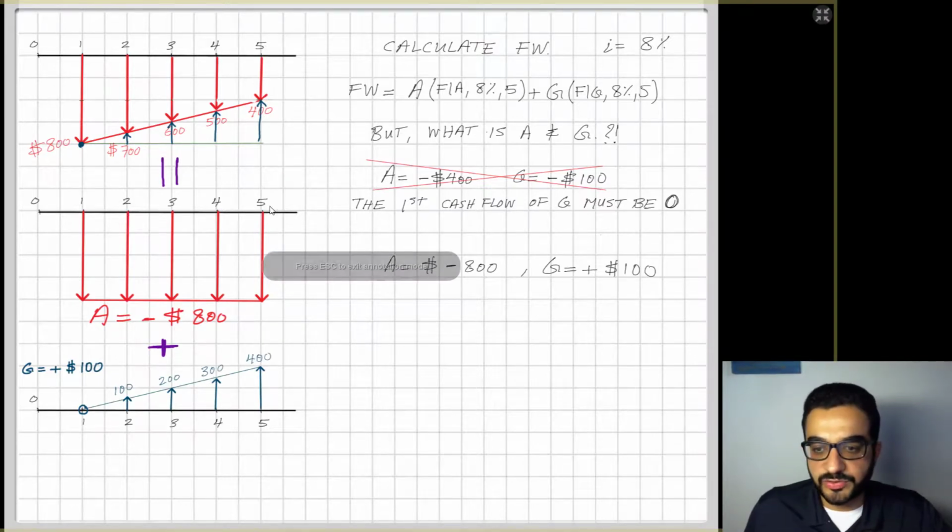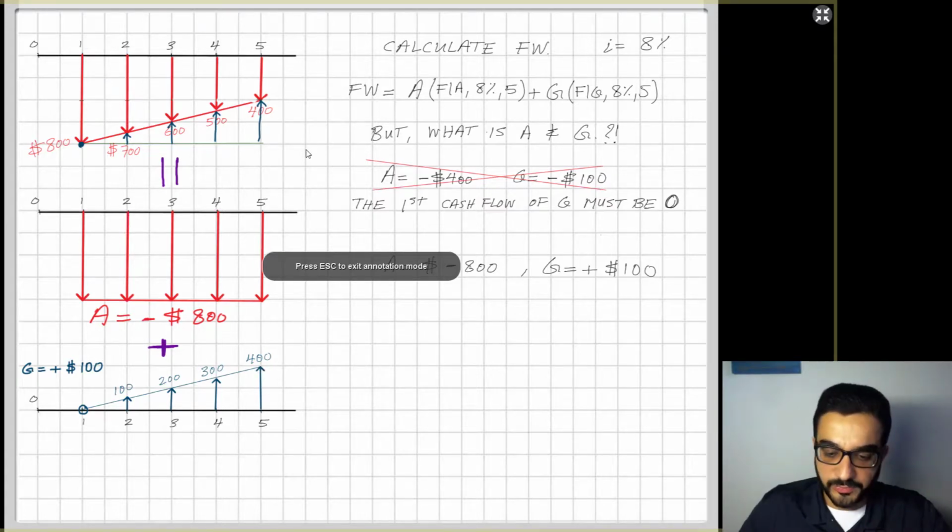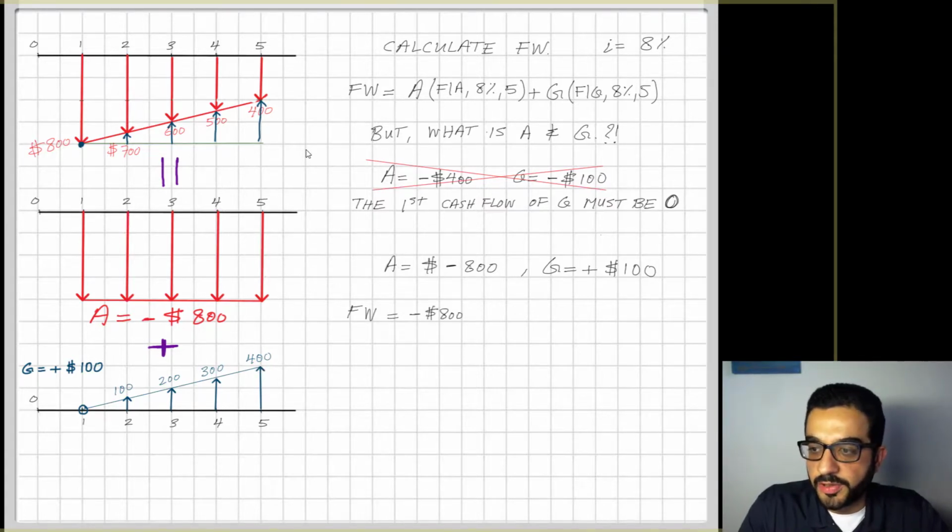If I break them down, I will have a negative 800 uniform series, and then a positive gradient of 100. If you add up these values, just try it in your own time, you will end up with the original cash flow. So future worth will equal, plug in now A and G with the factors.